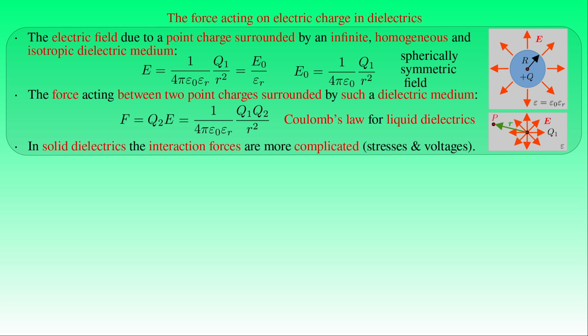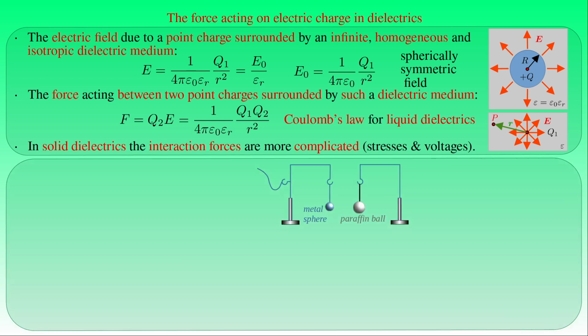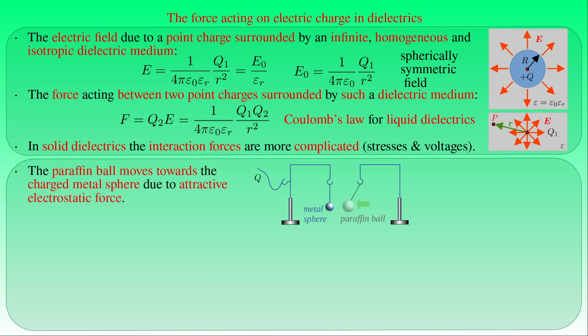In the next example, let us consider an experiment where a metal sphere and a pith ball are suspended close to each other. The metal sphere is suspended through a metal wire which allows us to bring electric charge to the sphere, whereas the pith ball is hung by an insulating string such as silk or nylon. If we bring some electric charge Q to the metal sphere, then the lighter pith ball will move towards the metal sphere, which indicates that the two suspended bodies attract each other.